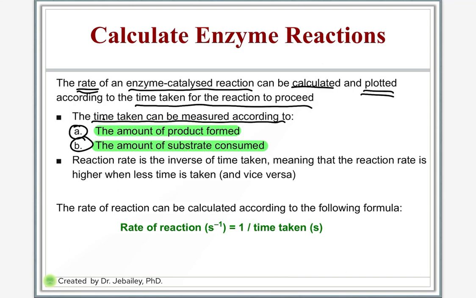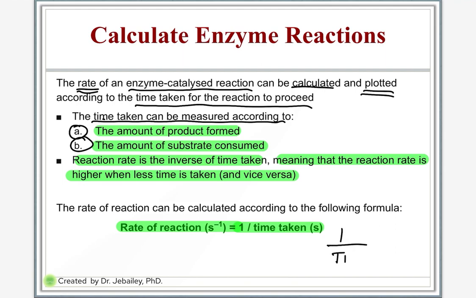Now, reaction rate is the inverse of time taken, meaning that the reaction rate is higher when less time is taken, and vice versa. So here is the formula. The rate of reaction is 1 over the time taken. So it's always going to be 1 over the time. You can find the time it took for a product to be made and put it here, or you can find the time it took the substrate to be consumed and put it here.